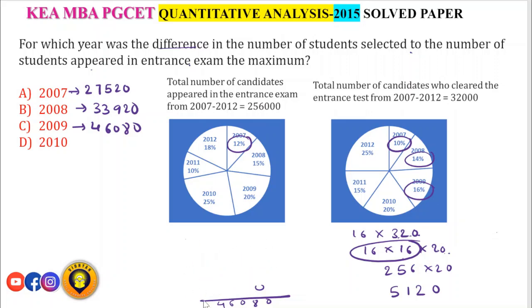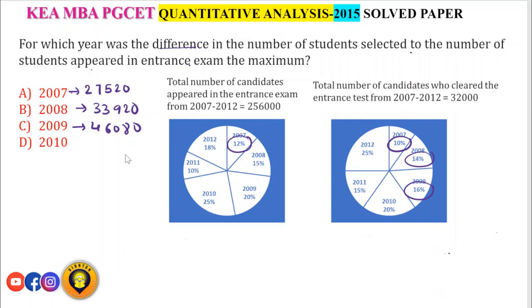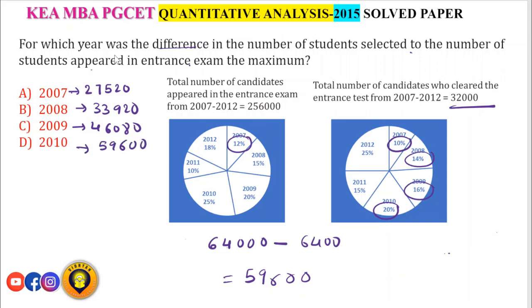Finally in 2010, 25%, that is 1 by 4 of 2,56,000. 1 by 4 if you do, then 4 6 are 24, 4 4 are 16, 64,000, minus 2010, right? 20% of 32,000. 20% means how much? 10% is 3,200, 20% is 6,400. So 64,000 minus 6,400. 0 minus 0, 0. Then 10 minus 4 is 6, 15 minus 6 is 9. You'll get 59600. So which difference is highest, they asked?